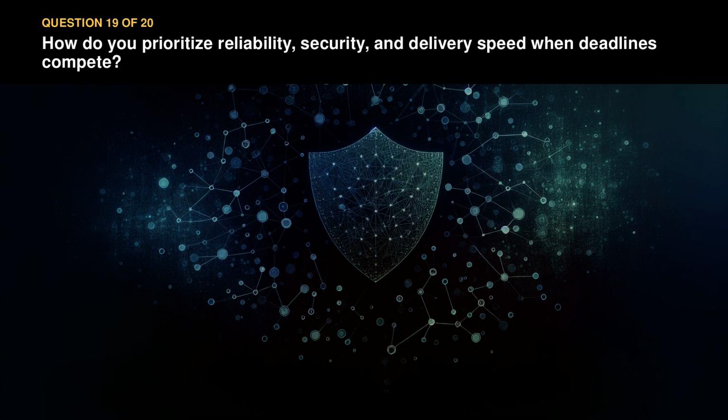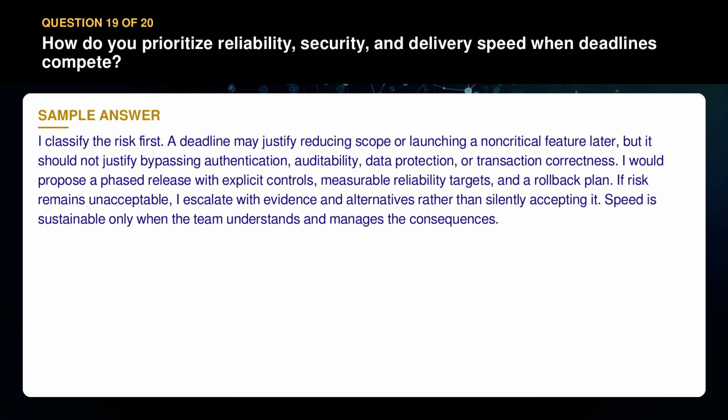Question 19. How do you prioritize reliability, security, and delivery speed when deadlines compete? I classify the risk first. A deadline may justify reducing scope or launching a non-critical feature later, but it should not justify bypassing authentication, auditability, data protection, or transaction correctness. I would propose a phased release with explicit controls, measurable reliability targets, and a rollback plan. If risk remains unacceptable, I escalate with evidence and alternatives rather than silently accepting it.